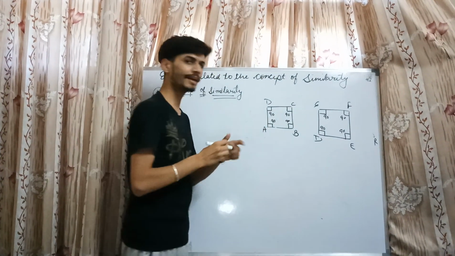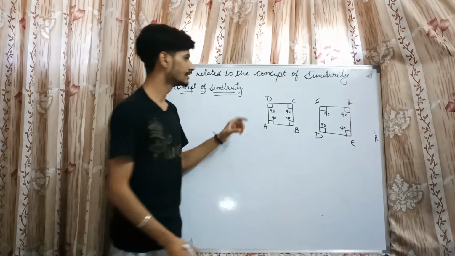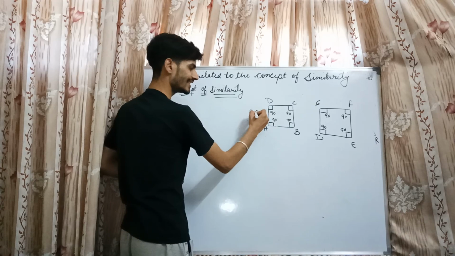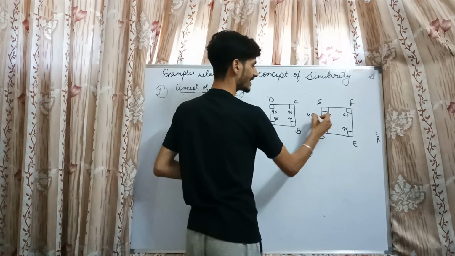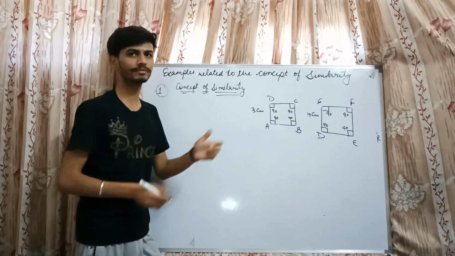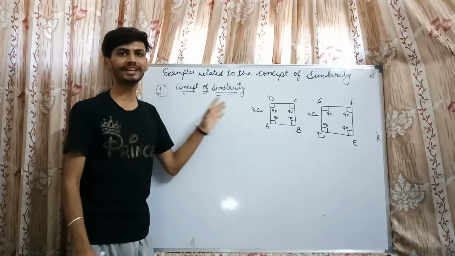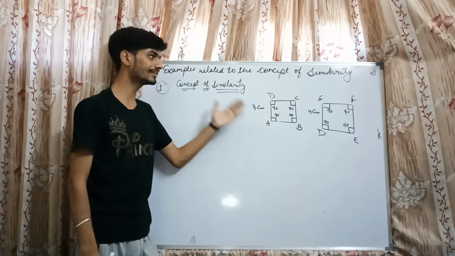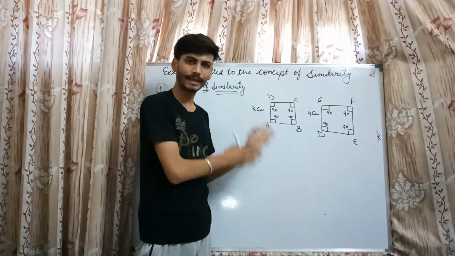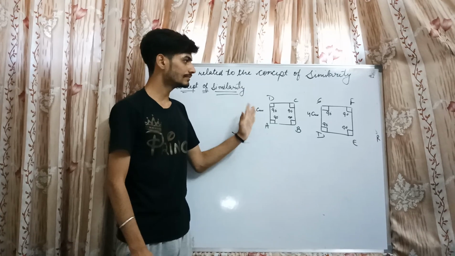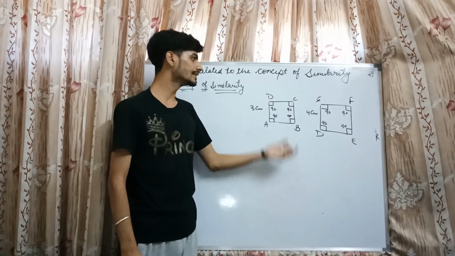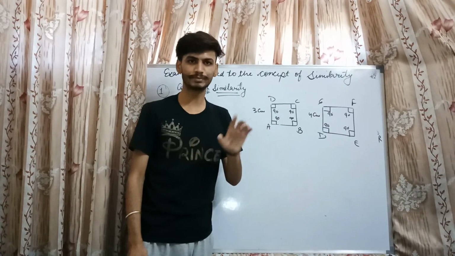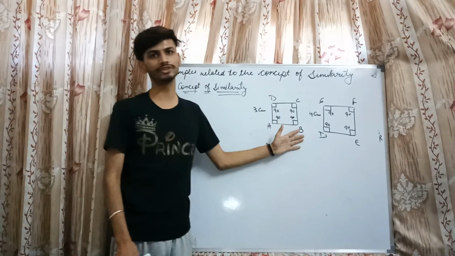Both the shapes are of the same nature, that is square, but the distinction between both the squares is that one is of 3 centimeter side and the other is of 4 centimeter side. So sides are not equal to each other for both squares. So there is no case of congruency, but there is only a case of similarity because both the squares are of the same nature. Both the squares consist of 90 degree angles, but the lengths of the particular sides are not equal to each other.